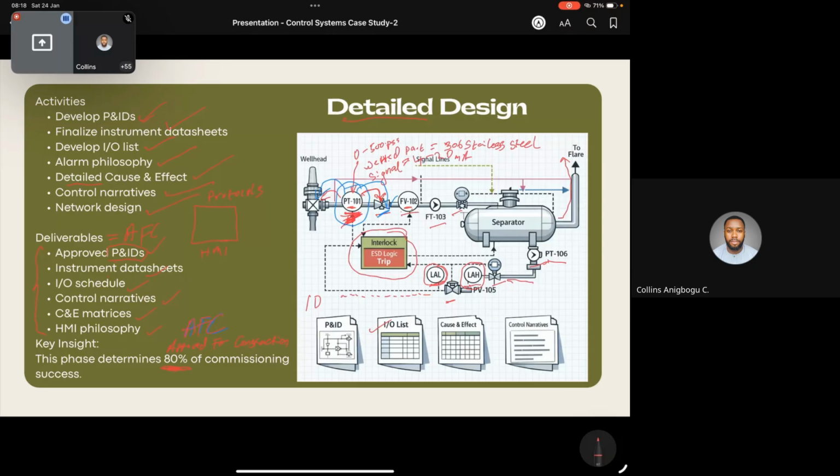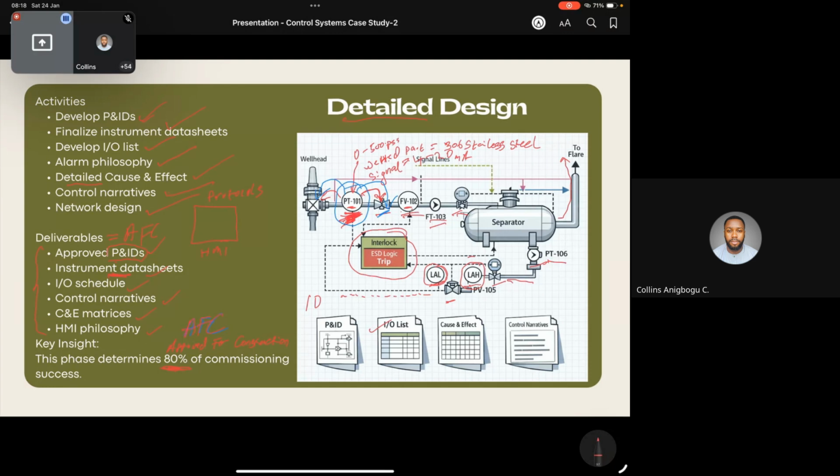Then the instrument data sheets essentially list the characteristics of each instrument. So you need to have a folder where the data sheet of every instrument on your P&ID is. It tells you the manufacturer, the model, the range, the calibration, the resolution, everything, and even the mechanical construction, the connection interface to the process. It tells you all of that, right?